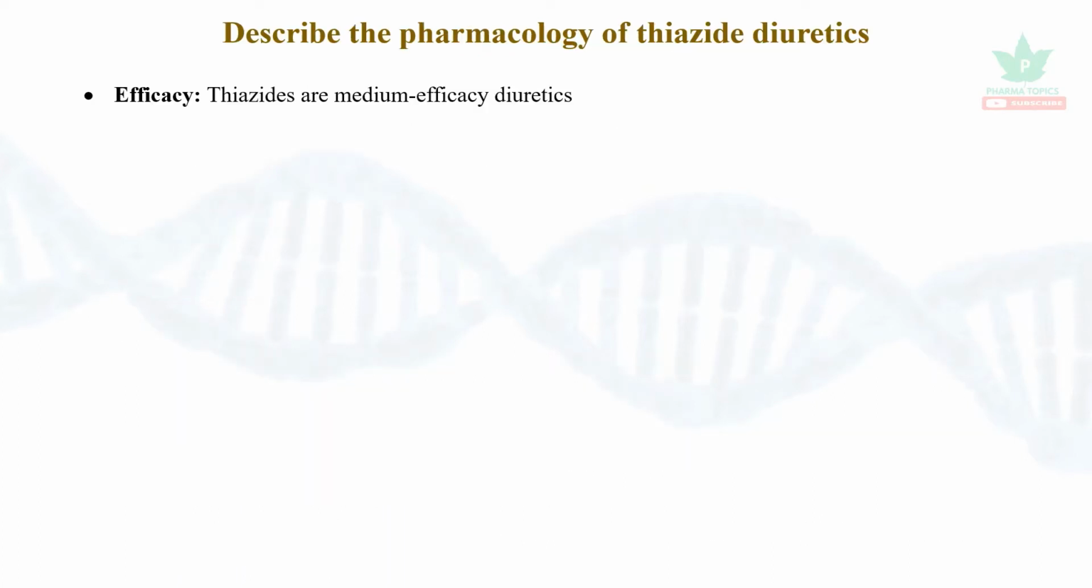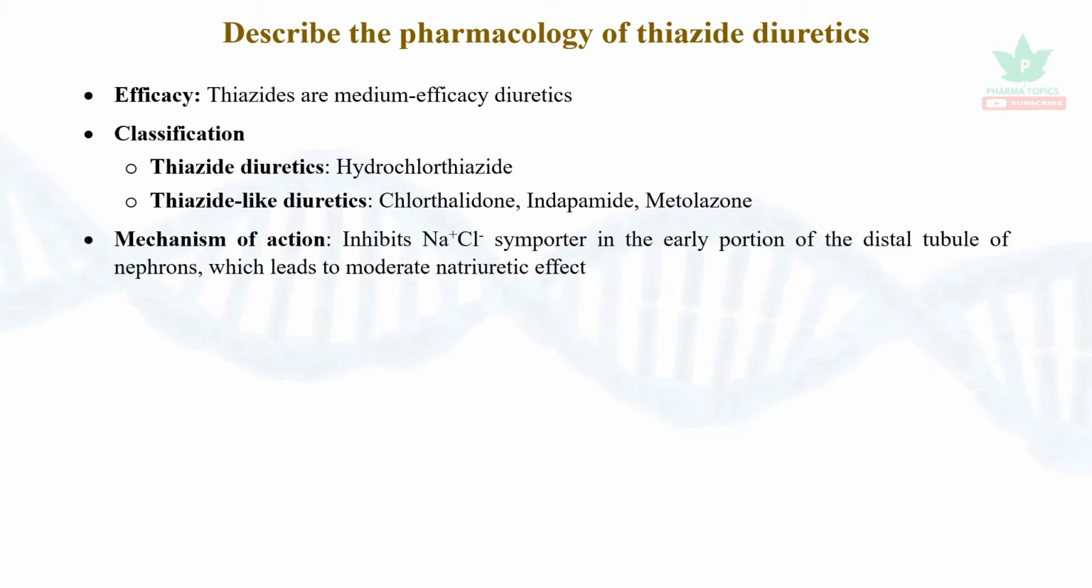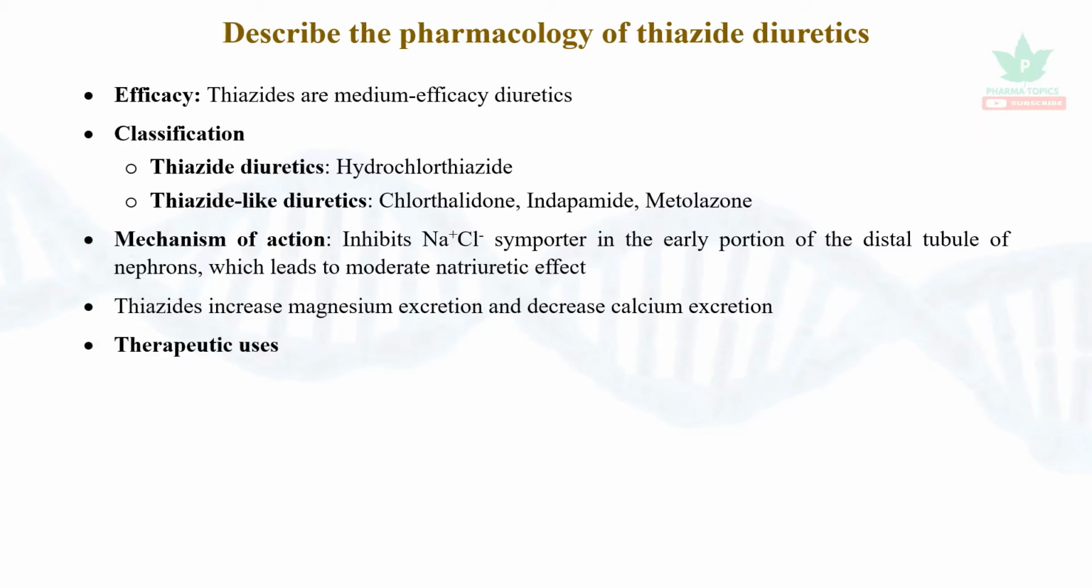So first is pharmacology of thiazide diuretics. Efficacy, it is a medium efficacy diuretic. Classification, thiazide diuretics, hydrochlorothiazide. They have thiazide-like effects: chlorthalidone, indapamide, metolazone. Mechanism, they inhibit the sodium chloride symporter in the early portion of distal tubule of nephrons, which leads to moderate natriuretic effect. That is elimination of sodium and water. Thiazides increase magnesium excretion and decrease calcium excretion.